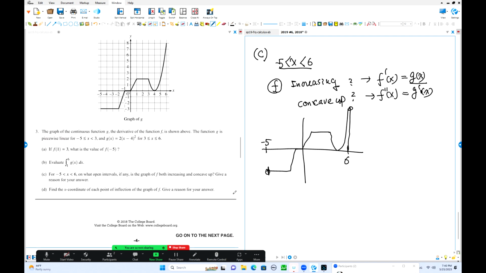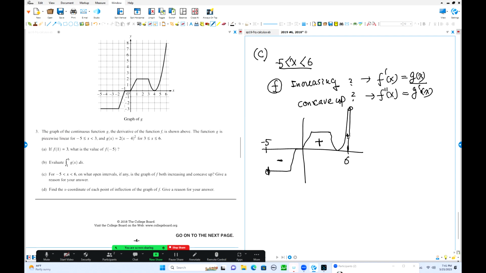On what open interval? We're going to find the interval where f is increasing and concave up, right? Over here, increasing. These two sides, this is the minus, what is it? Decreasing, because this is f prime x. Is it okay? But we check only this one, the increasing section.